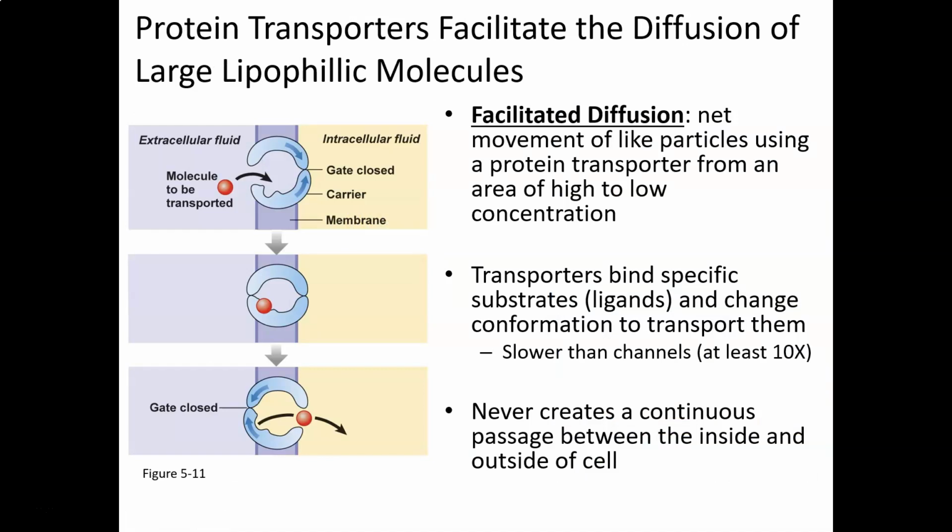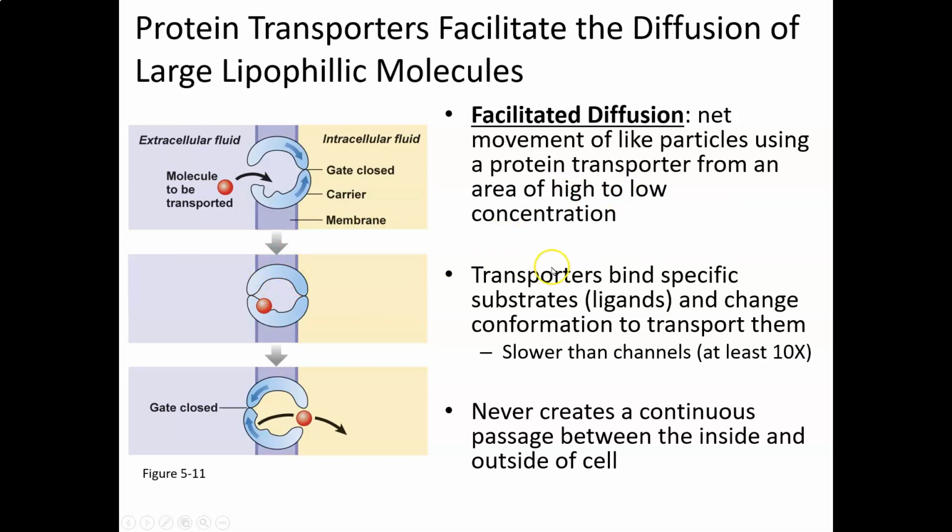Another way to get across is not through a channel, but with a physical transporter. In a transporter, the molecule is grabbed by the transporter, and the transporter physically moves it from one side to the other. They're significantly slower than channels, often 10 times slower, and sometimes hundreds or even thousands of times slower. But we're always moving from a high concentration to a low concentration because it is a form of passive transport. So facilitated diffusion means helper diffusion, and our definition is the net movement of like particles using a protein transporter from an area of high to low concentration.